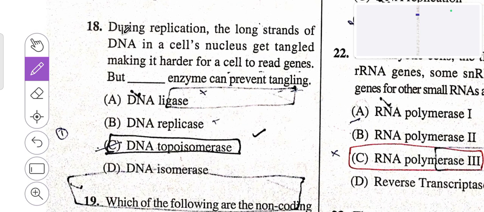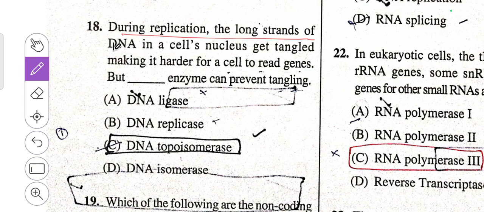Then 18th one, during replication the long strands of DNA in a cell's nucleus get tangled, making it harder for a cell to read genes, but a dash enzyme can prevent the tangling. So this tangling of the DNA will be handled by a special enzyme. So the enzyme that prevents tangling will be the DNA topoisomerase. This DNA topoisomerase helps in the packaging or the supercoiling of the DNA molecule. So C is the right answer.